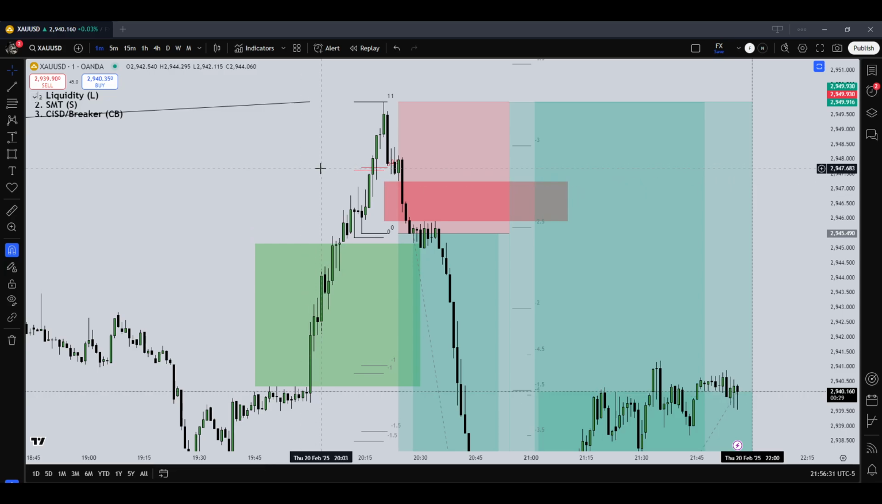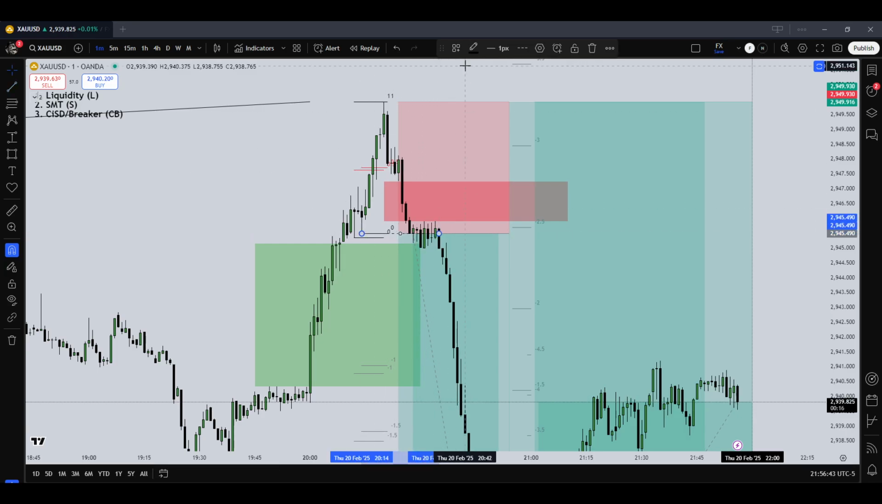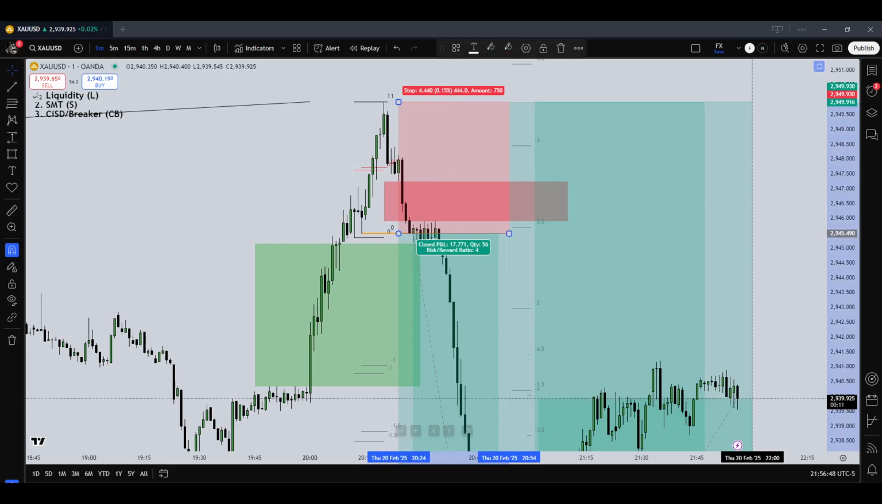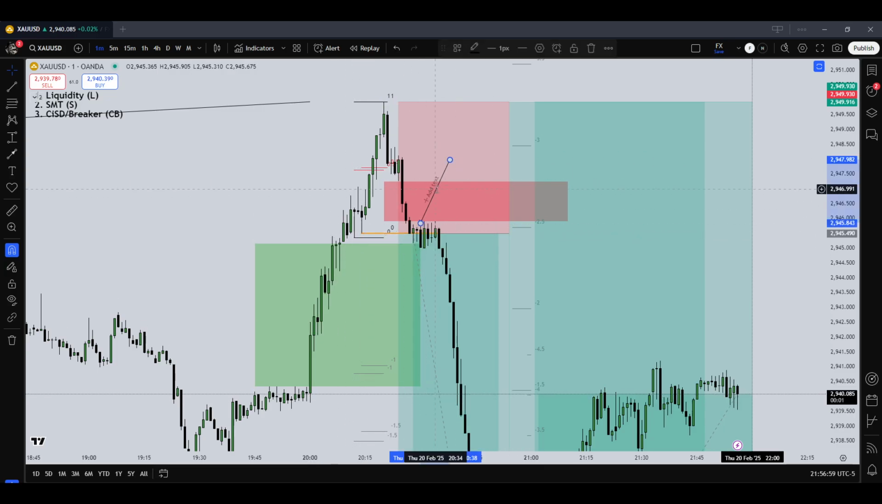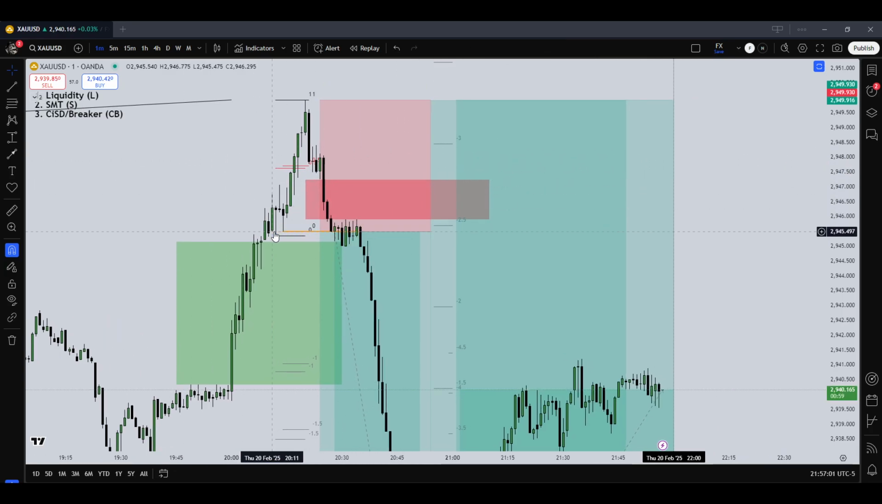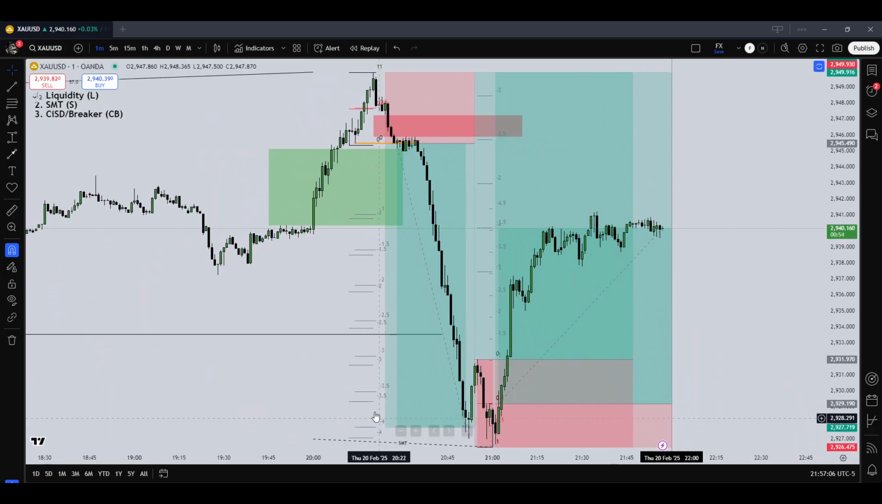The key thing about the breaker is that it needs to close below the swing in order to validate the breaker. So for example, at this point, we have not confirmed the breaker yet until we close below, which is this candle over here. So the moment this candle closes below the swing point of the breaker, that is where you can look for your entry.